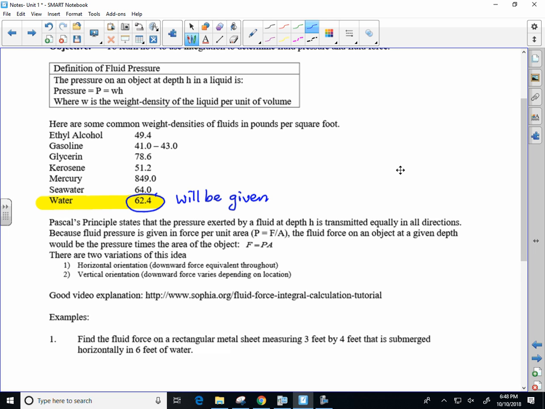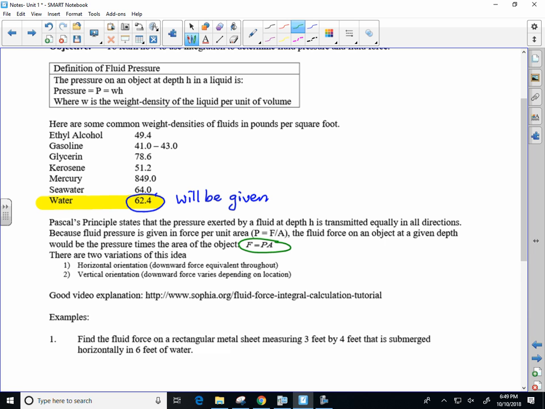We also try to stay away from using D to represent too much, because when we're integrating, we're going to have a D built into it, dx, dy, and it leads to confusion if D represents other things. So basically, if we know the weight density of a liquid per unit of volume and the depth in which we're submerging the object, then we'll be able to determine the fluid pressure.